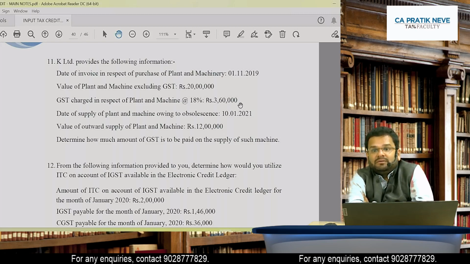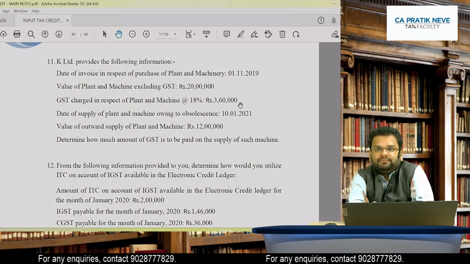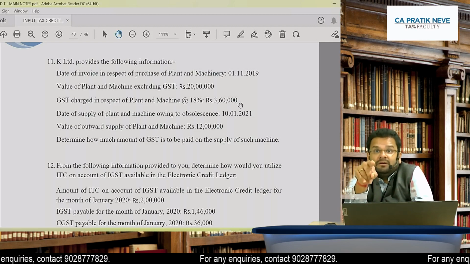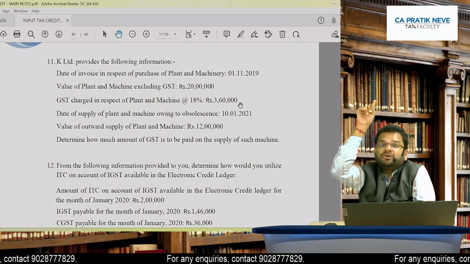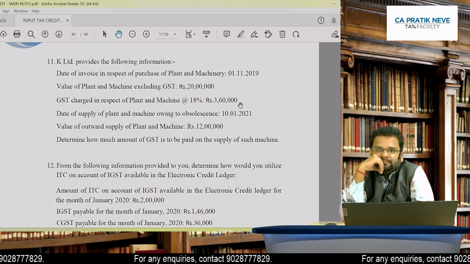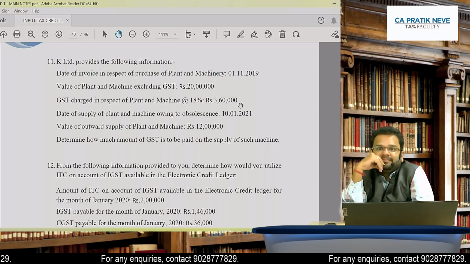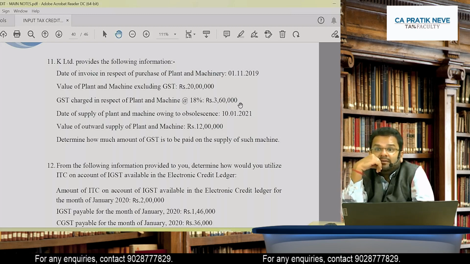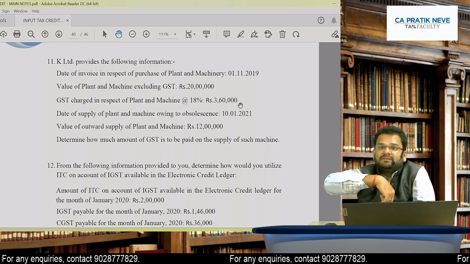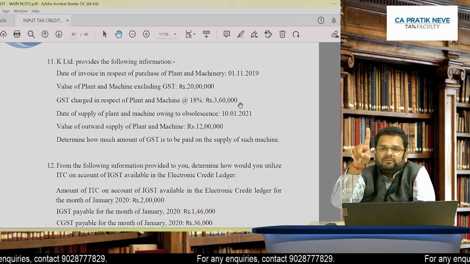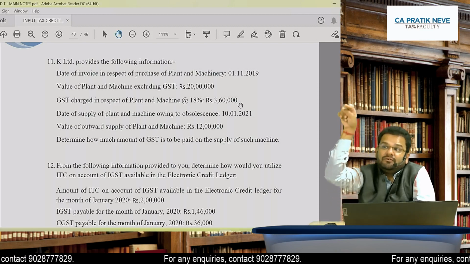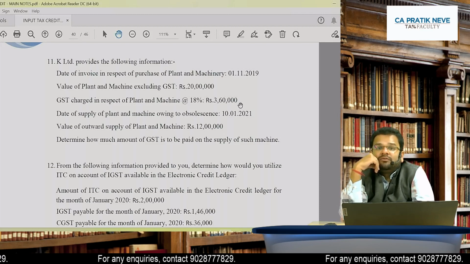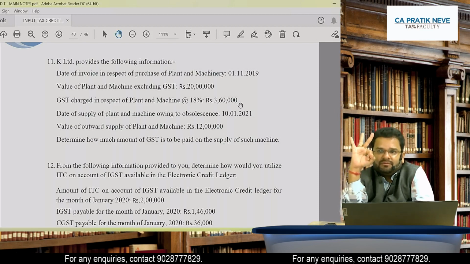I ordered some goods which are my inputs but will be delivered directly at the premises of the job worker. Can I claim ITC? Answer is yes. But they should be received in my premises within 1 year from the date they are received by the job worker. And if it is capital goods, then within 3 years.